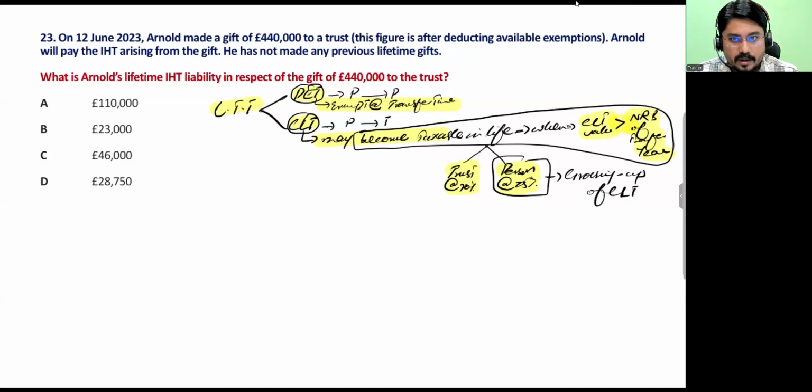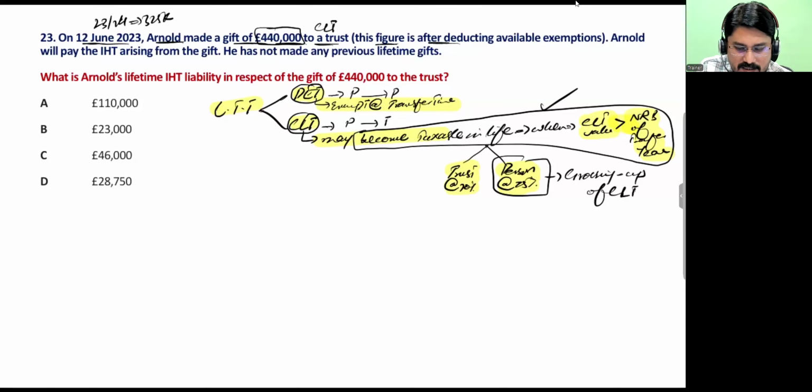And now, keeping all these things in mind, let's start reading the scenario. On 12th June 23, fiscal year 23-24, Arnold made a gift of 440,000 to a trust. That's a CLT. This year the nil rate band is 325,000, and the CLT amount is more than the nil rate band, which means this condition is now met. This 440,000 is deducted after available exemptions. Okay, which means we are not required to deduct 3,000 and 3,000. Arnold will pay the IHT arising from the gift.